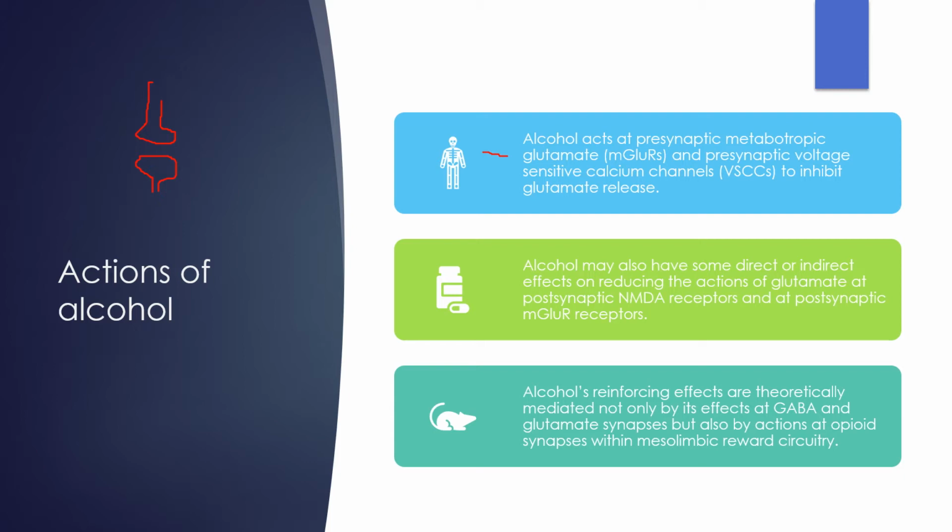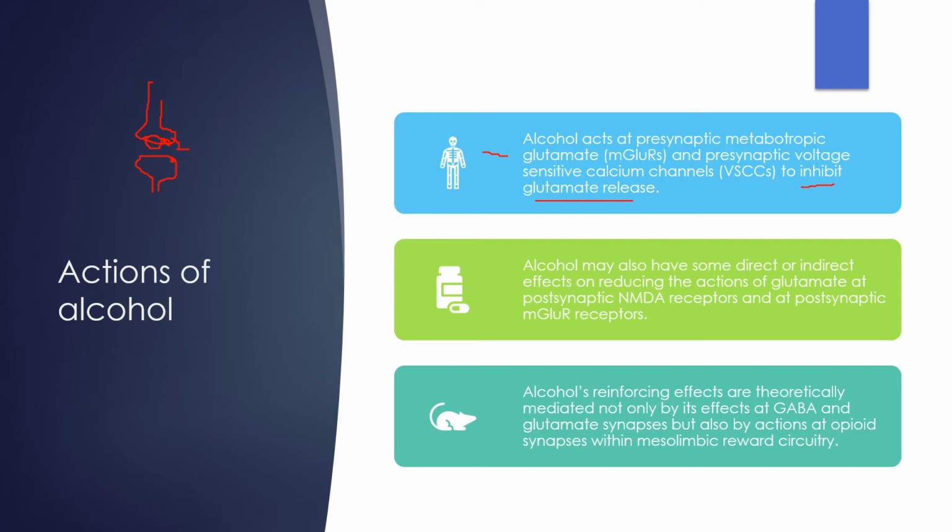Alcohol acts at presynaptic metabotropic glutamate receptors. So here they are, glutamate receptors in the presynaptic membrane and in the postsynaptic membrane, and presynaptic voltage sensitive calcium channels. Along with this, there are some calcium channels which are voltage sensitive calcium channels. And what alcohol does is inhibit glutamate release. So it will inhibit the release of glutamate into the synapse.